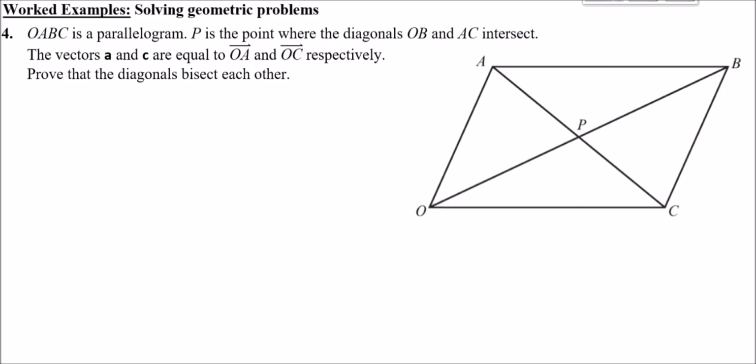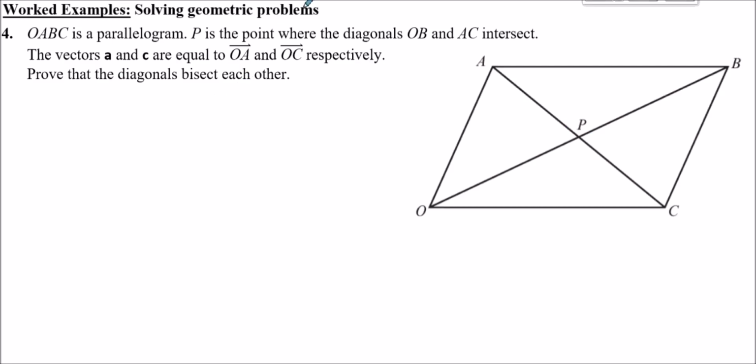We're now going to have a look at solving some slightly harder geometric problems. So first of all, question 4. We've got OABC is a parallelogram. P is a point where the diagonals, which are given by these lines OB and AC, intersect. The vectors A and C are equal to OA and OC, respectively. Prove that the diagonals bisect each other.